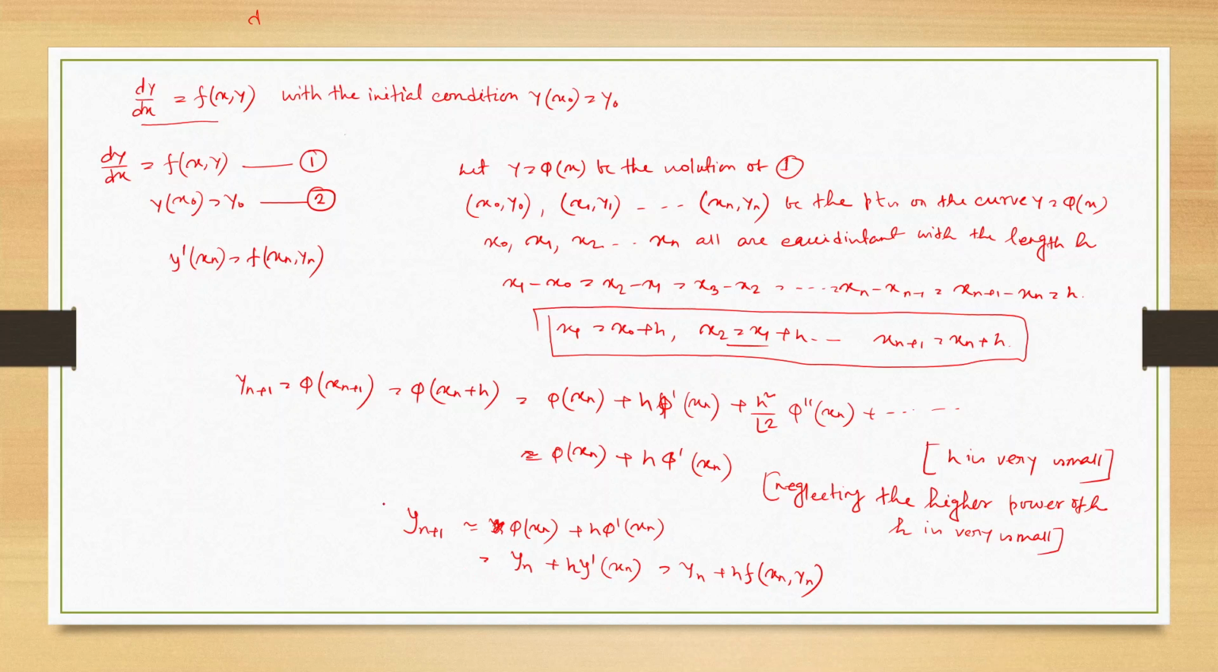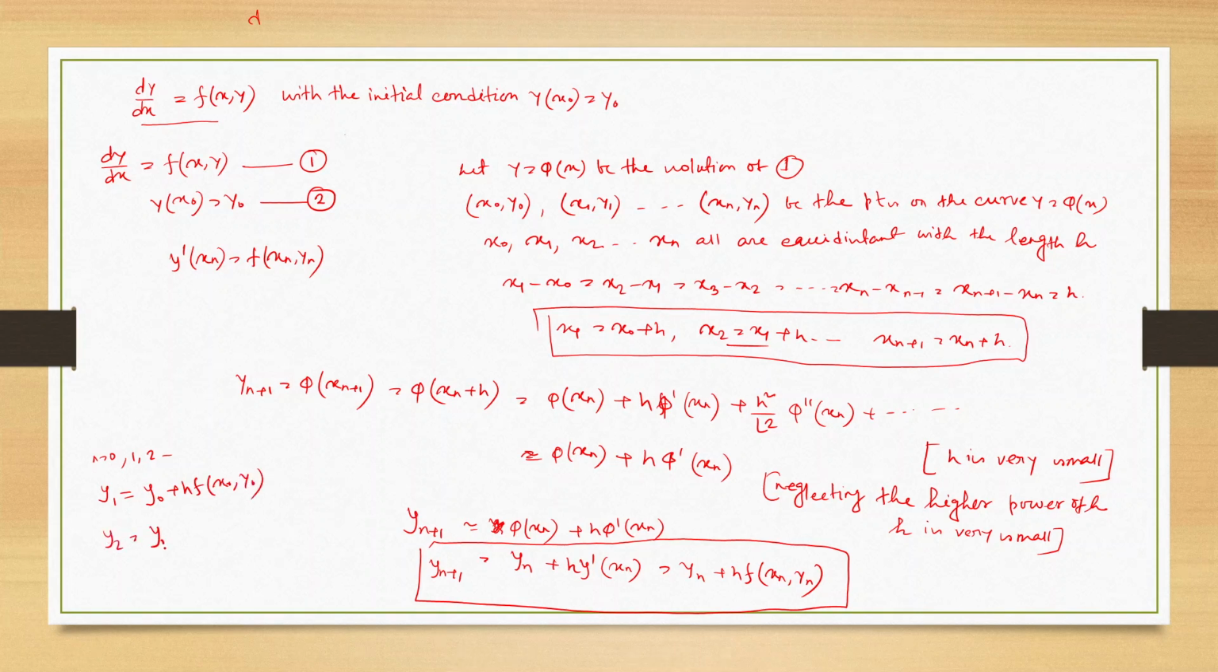And now if we put n = 0, 1, 2 in this equation, what do we get? y1 = y0 + h f(x0, y0), y2 = y1 + h f(x1, y1), and so on. So this is the working formula to solve the differential equation by using Euler's method.